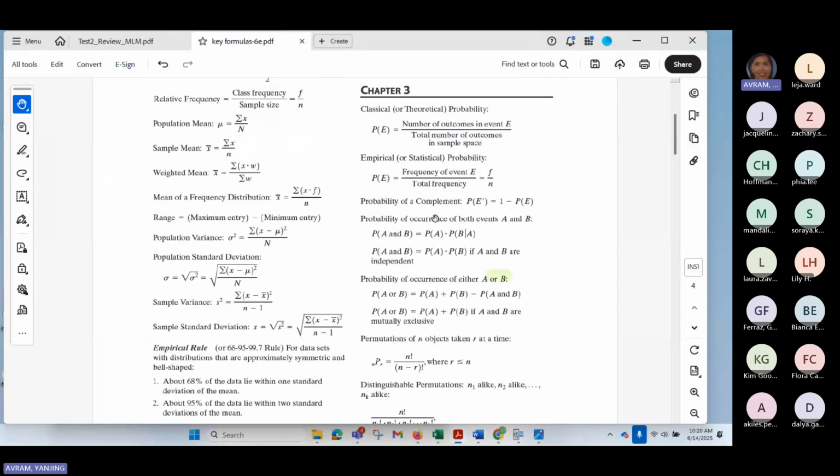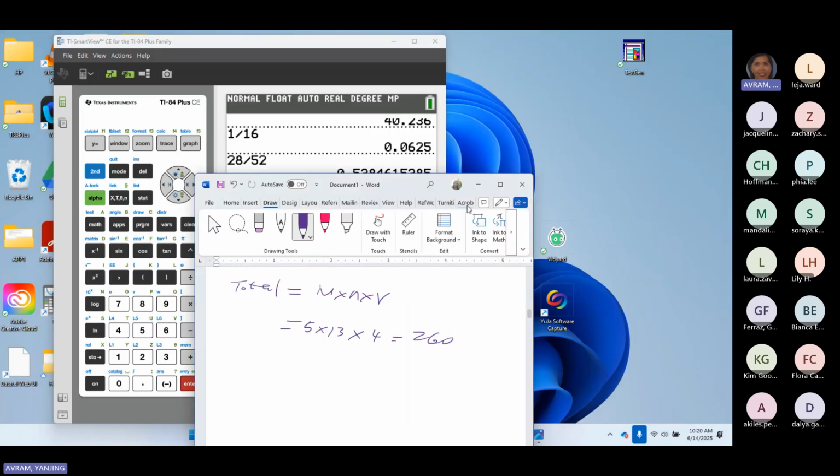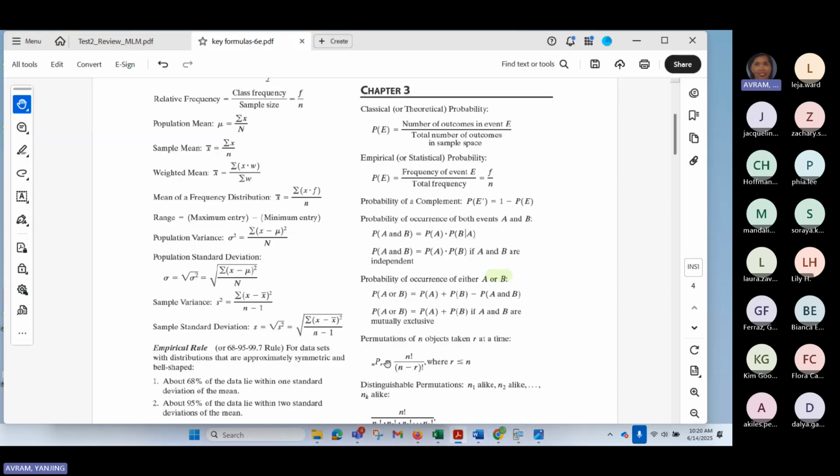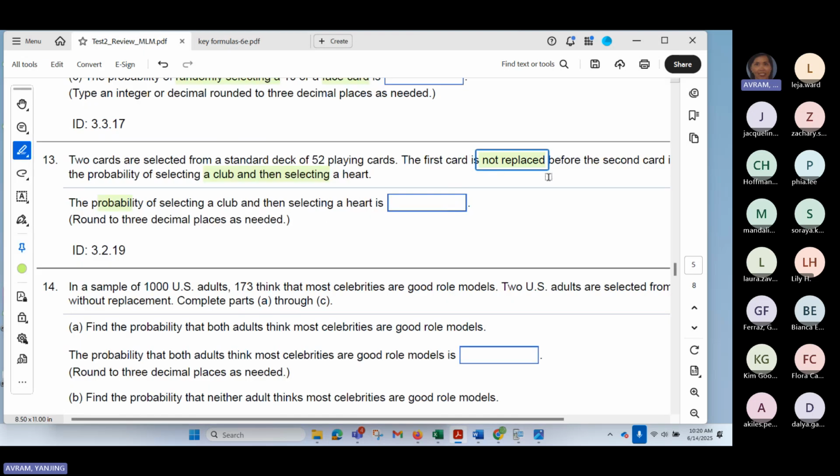Okay, probability of occurrence of both events A and B, using the A and B. So probability of A and B, this is dependent or independent, right? Probability of A and B is the probability of A times the probability of B given A has already happened. If these two are independent, you just multiply those two together. Okay, so that is this one right here. All right, so apparently this one is dependent, right? Because it did not replace. It said it did not replace.